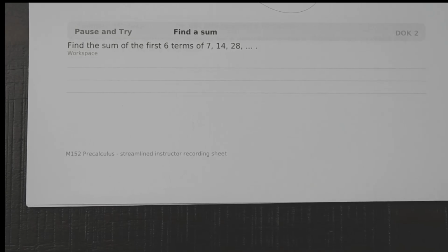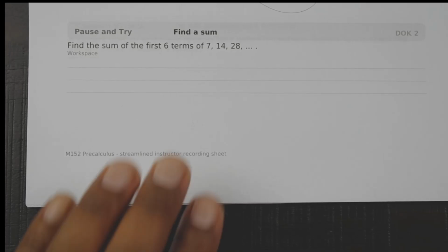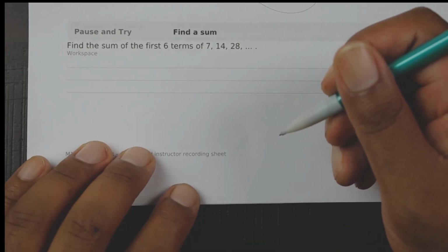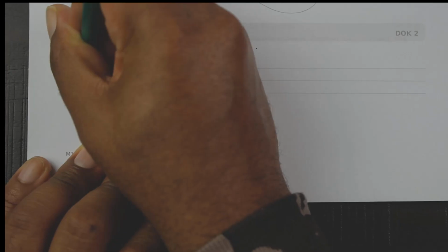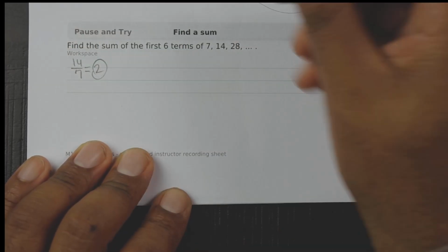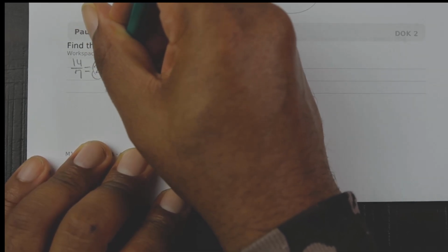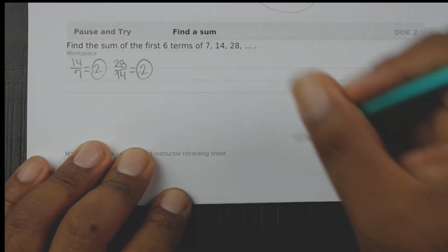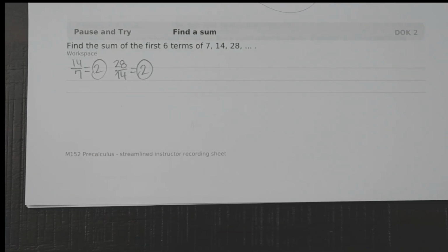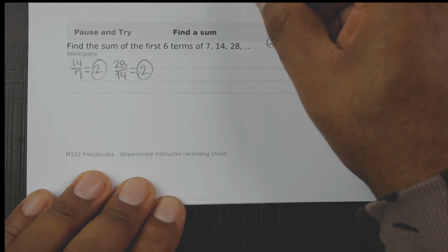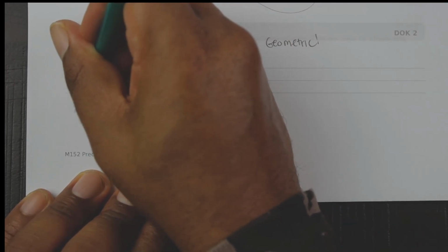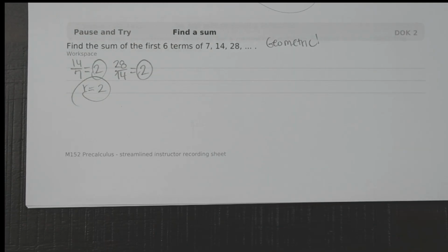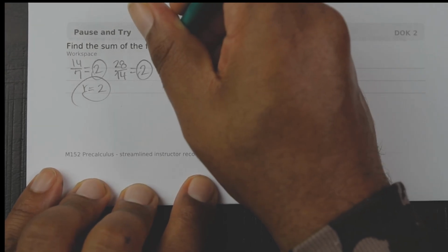All right, so this one says find the sum of the first 6 terms of 7, 14, and 28. First of all, I can look at these terms and see that there's a ratio happening here. We have 14 divided by 7, which is 2. Then we have 28 divided by 14. That's also 2. So the sequence is geometric, where r is equal to 2.